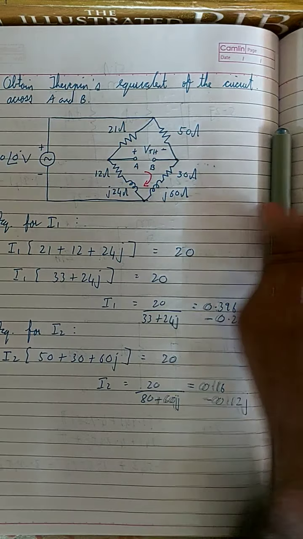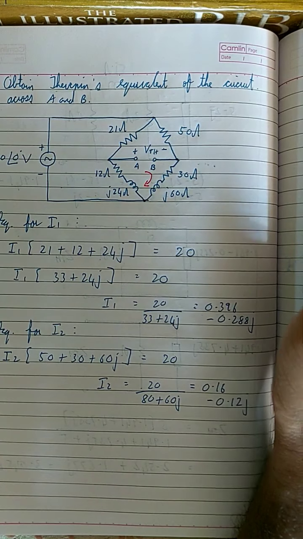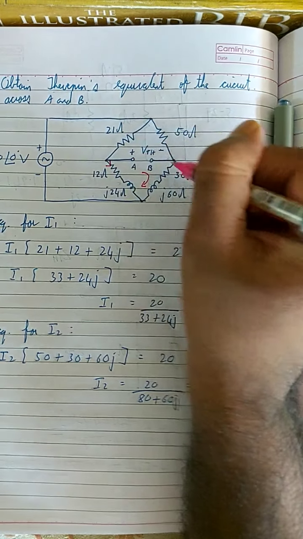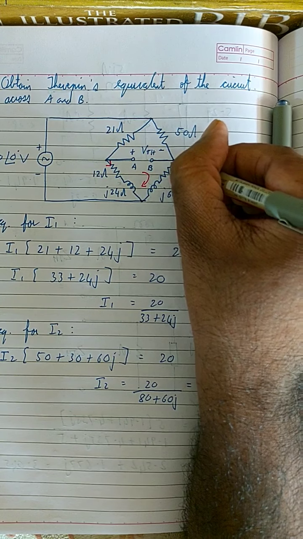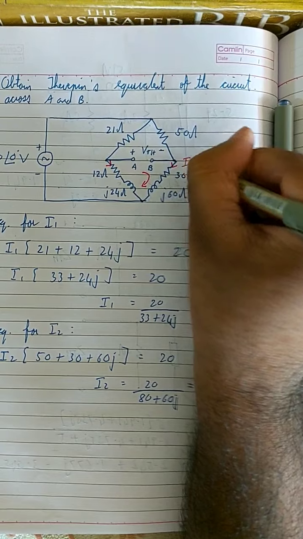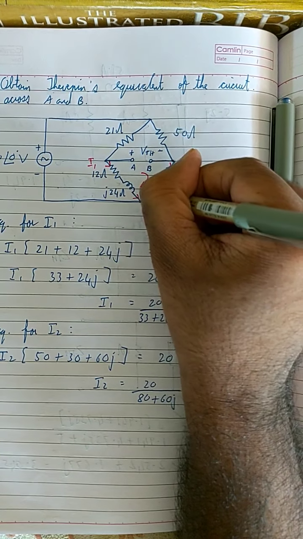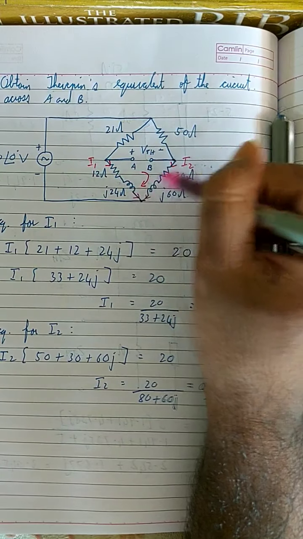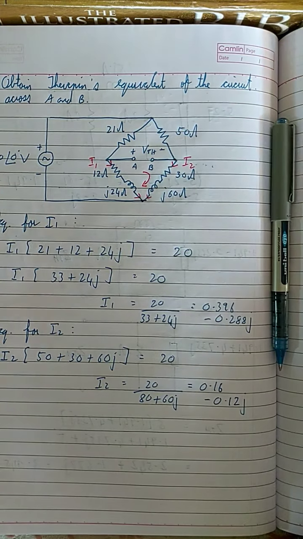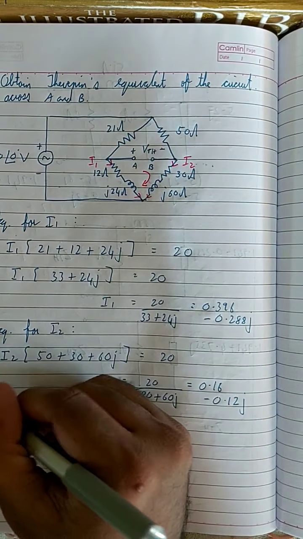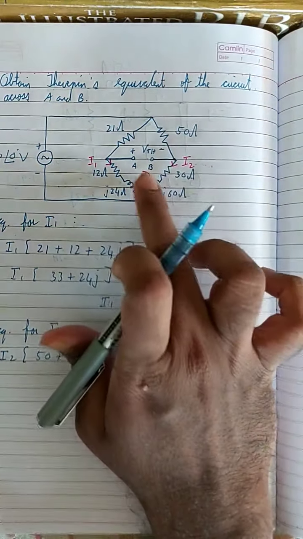Like I said, there is a current called I1 flowing over here, and here there is a current called I2 flowing over here. Let me just mark those two currents also. Okay, there's a current I1 and there's a current I2. Now let me write the equation for VTH in the lower mesh. You can use any mesh, this mesh or this mesh. I'm going to use this mesh.